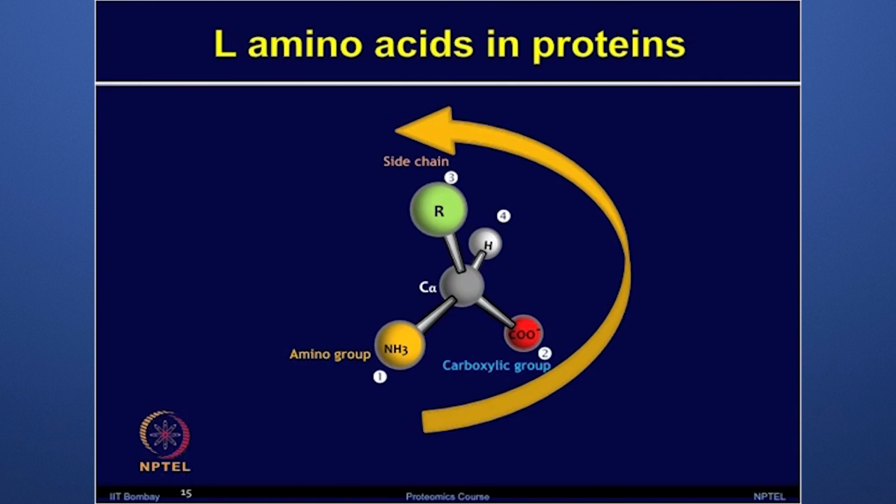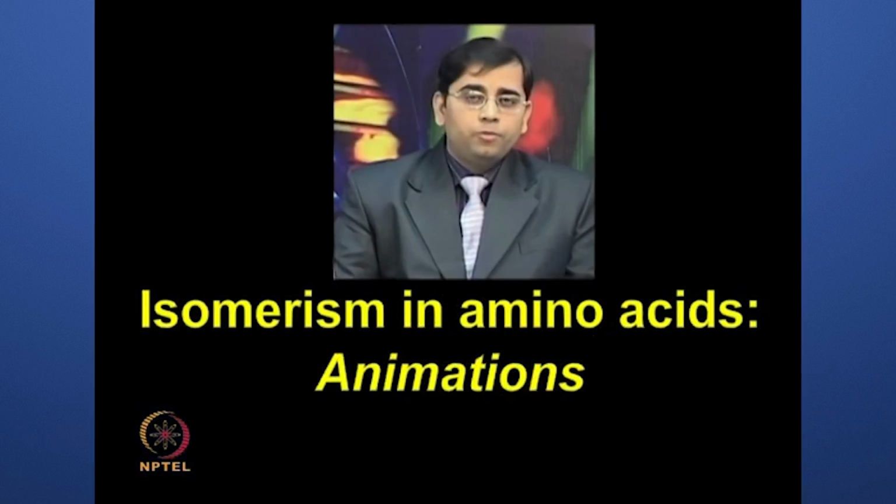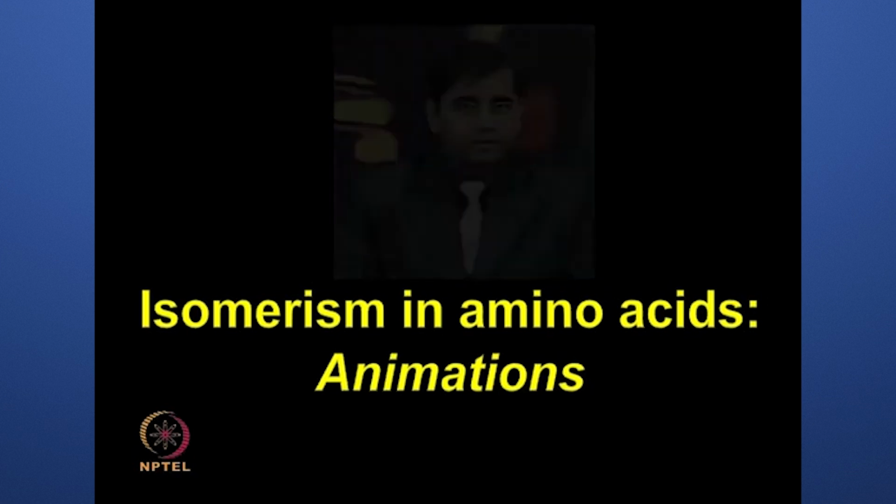All the L amino acids have S configuration, which describes the counterclockwise direction, as shown here, from the highest to the lowest priority groups, which is indicative of a chiral center with the S configuration. Some of the isomerism properties of amino acids will be discussed in the following animation.